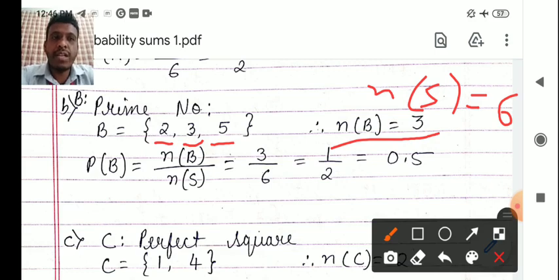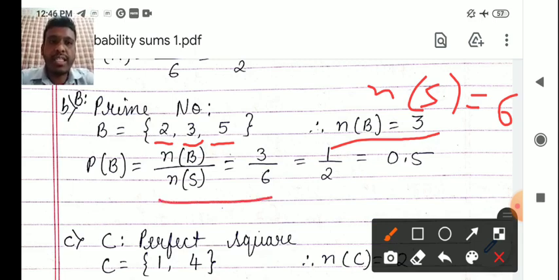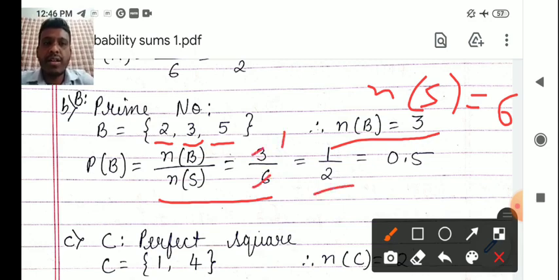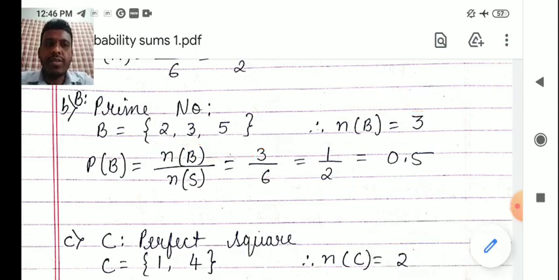Okay, number of items in set B. So what is probability of B? Probability of B is equal to n of B upon n of S, which is equal to 3 upon 6, which is equal to 1 upon 2, 3 ones are 3 and 3 twos are 6. So it is 1 upon 2, it is equal to 0.5. Okay, let's move to the next sub problem.